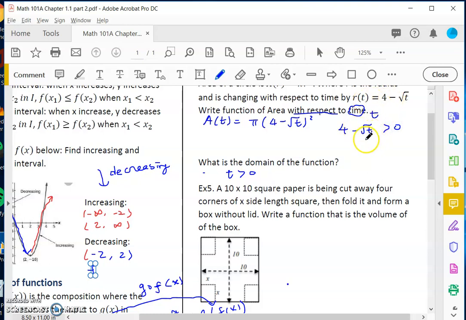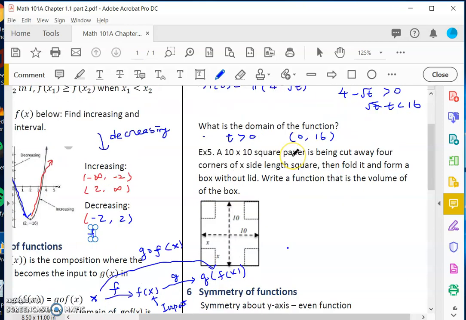It doesn't make sense to have a negative radius. So the highest t that you can get would be 16, right? So t must be less than 16. Otherwise, you have a negative radius. So the domain would be from 0 to 16 seconds or whatever time period.